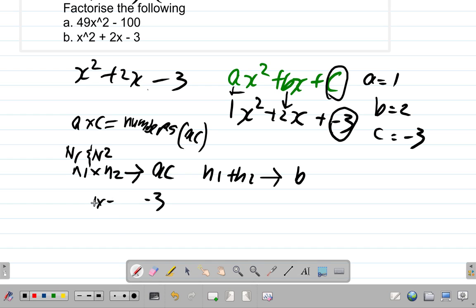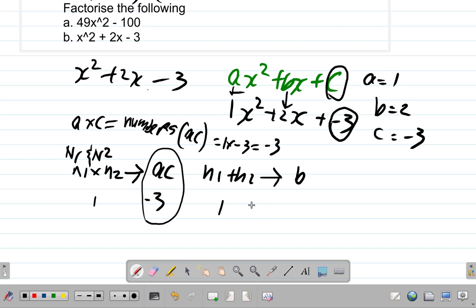Now here we know that our AC would be 1 times negative 3, which is negative 3. AC in this case is 1 times negative 3, equal to negative 3. So AC is negative 3. Right? Which two numbers can you think of that multiply to give negative 3 and add to give 2?